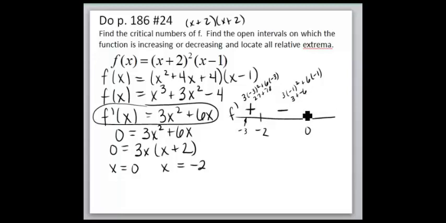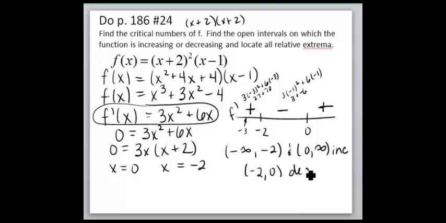And then the last one, if I put 1 in there, I'm going to get positive, so I know it's increasing there. So I'll go ahead and first just write down that my intervals of increase are from negative infinity to negative 2 and from 0 to infinity, so those are increasing. And then my interval of decrease is negative 2 to 0.